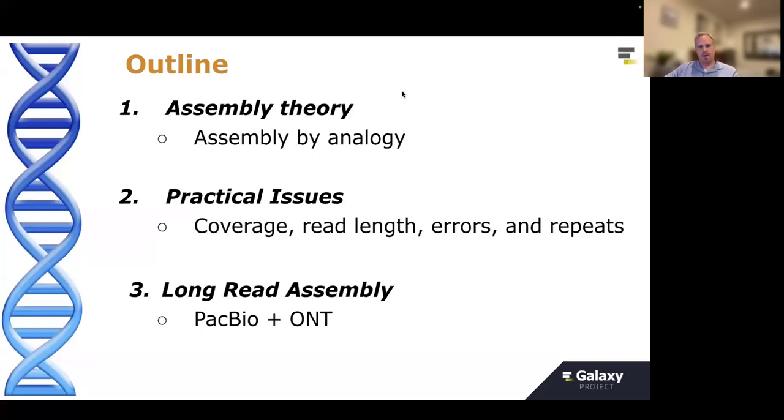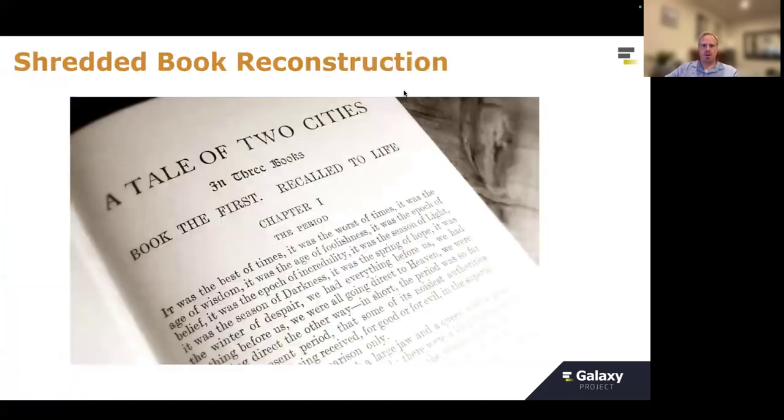In the last part, I'm going to tell you about some of the latest work going on now for long read assembly. Today there are two commercially available platforms, PacBio and Oxford Nanopore. I'll tell you a little bit about how those platforms work and how long read sequencing is really revolutionizing de novo genome assembly, to get really high quality reference genomes for many plant, animal, and other large genome species. So the analogy I'm going to tell you goes like this.